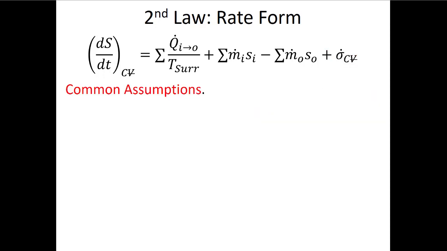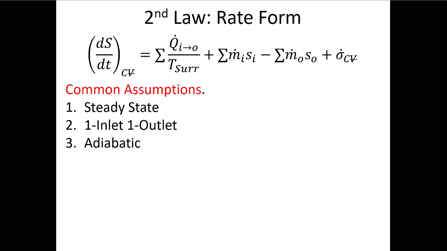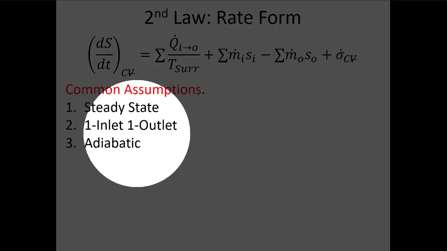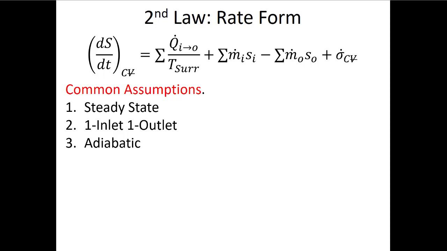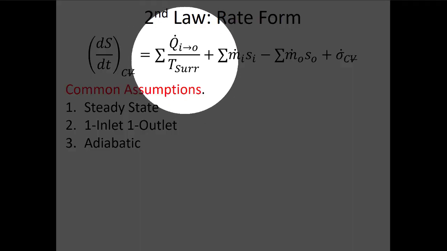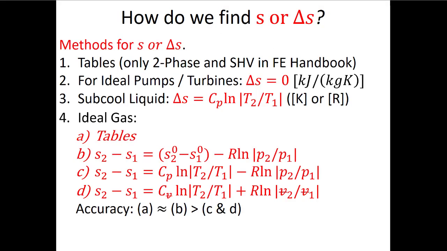Common assumptions when we're dealing with the second law are that we're at steady state, one inlet, one outlet, so those summation signs can go away. Adiabatic, so I won't always be able to make this assumption, but if I have the choice to make this assumption, I will typically make it, because if I'm going to make a mistake, this is the term where it's easiest to make that mistake.